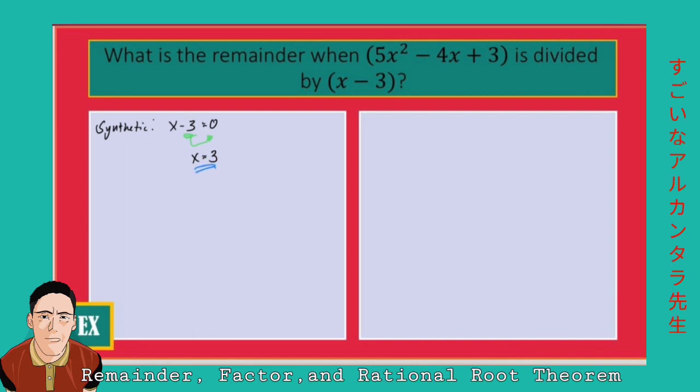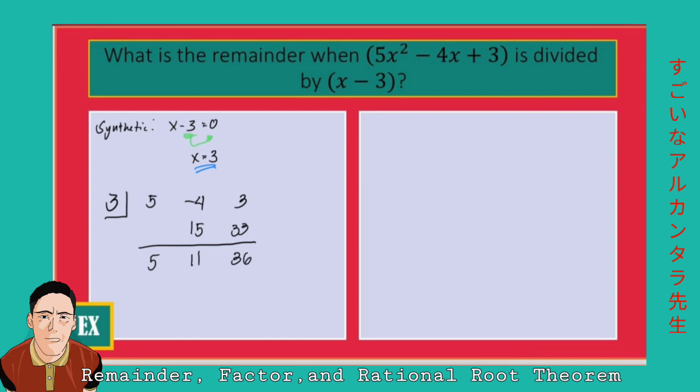So we will have 3, and then we have 5x squared minus 4x plus 3. Therefore we have 5, negative 4, and then 3. Continuing with synthetic division, we bring down 5. 5 times 3 is 15. Negative 4 plus 15 is 11. 11 times 3 is 33. 3 plus 33 is 36.